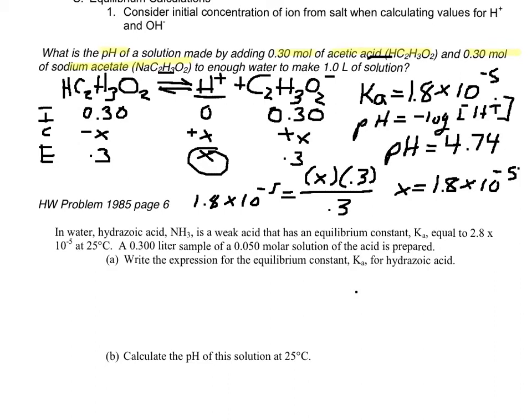Alright, let's take a look at our homework problem 1985 from page 6. There's a typo for hydrazoic acid. It says NH3. It should actually say HN3 there.